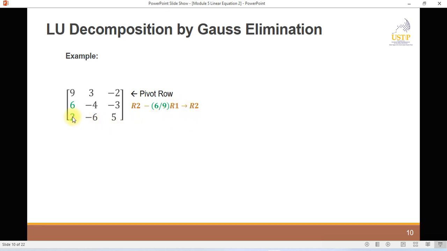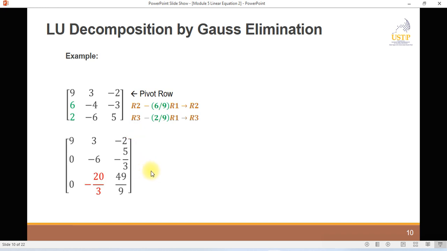Okay? And then for the third row, same also, we will subtract row 3 by the product of 2 over 9 multiplied by the pivot row, R1. That is R3 minus 2 over 9 R1, and then it will be written in the third row. Okay? So what will happen is this.